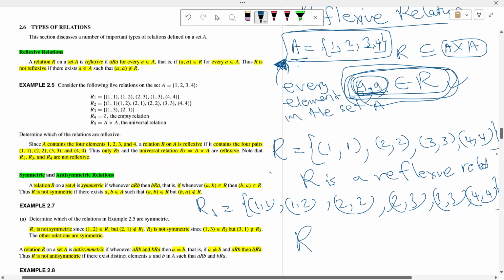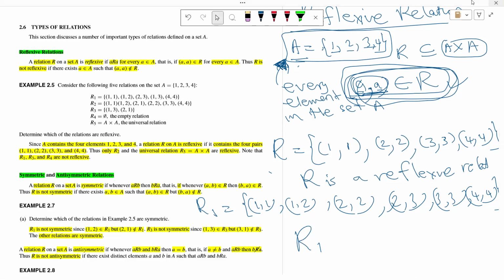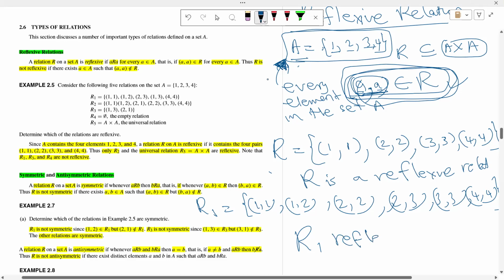So what about this R1? Is R1 reflexive or not? What do you think? Tell me, depending on your understanding. R1 is reflexive, right? Why am I saying R1 is reflexive?